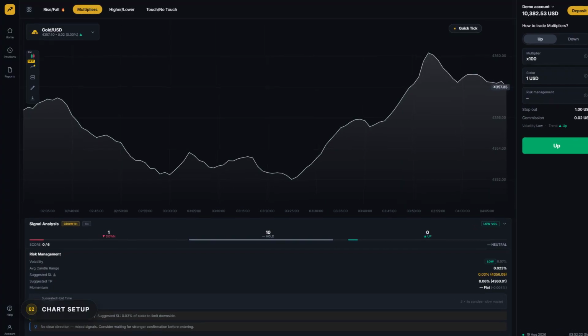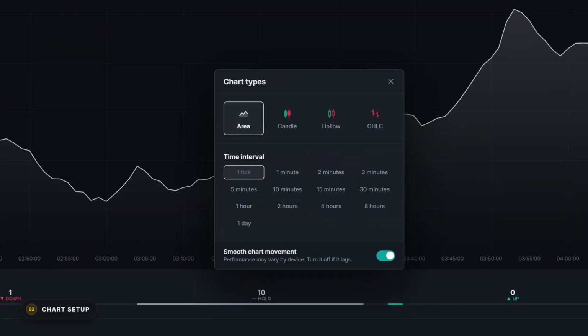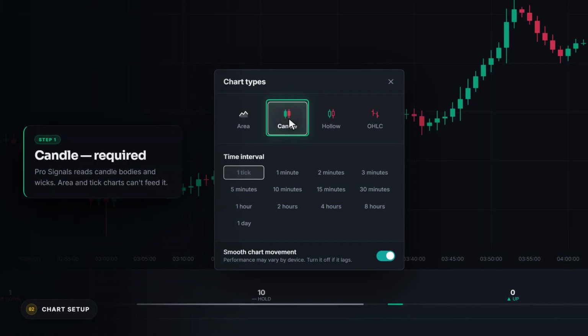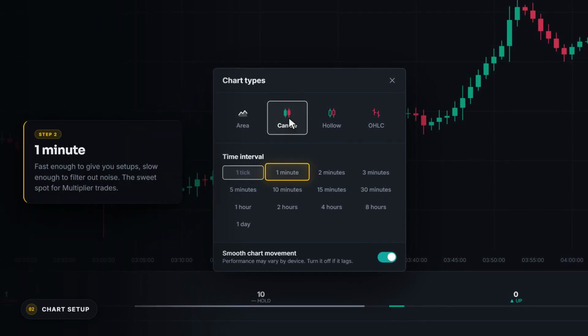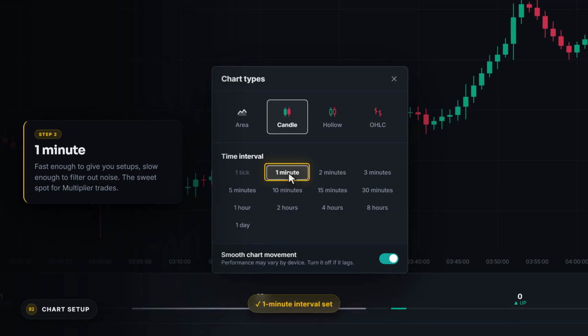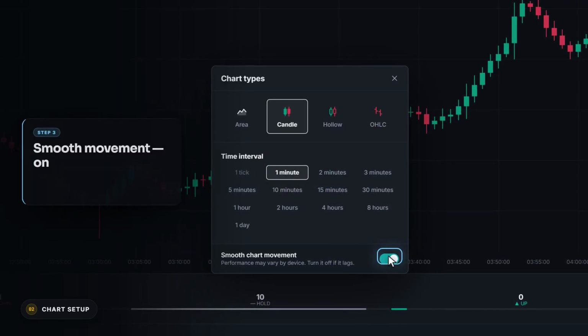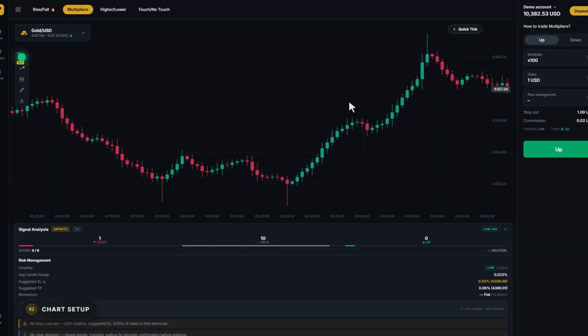Before any signal can work, set your chart up properly. Click the chart type button and choose candle. Pro Signals reads candle structure, so area and tick charts won't do. Then pick your time interval. 1 minute is the sweet spot for short-term multiplier trades. Fast enough to give you setups, slow enough to filter out noise. Leave smooth chart movement on unless your device struggles.